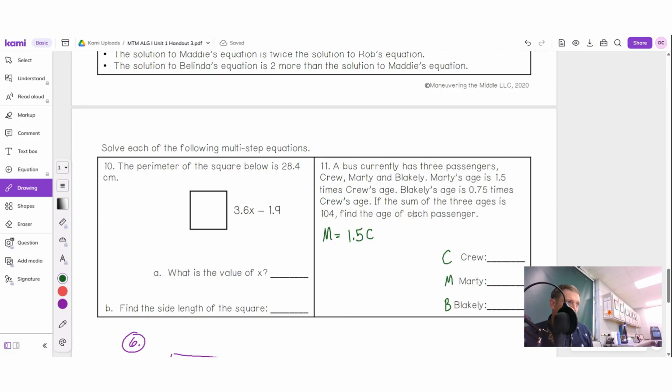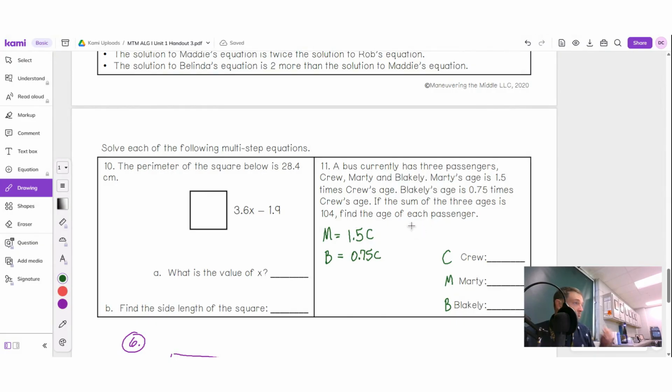All right. Blakely is 75 hundredths times Crew's age. So that would look like this: 75 hundredths C. And then the last sentence is going to be my main equation that I'm going to work.